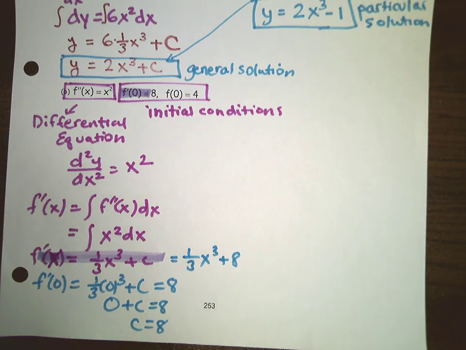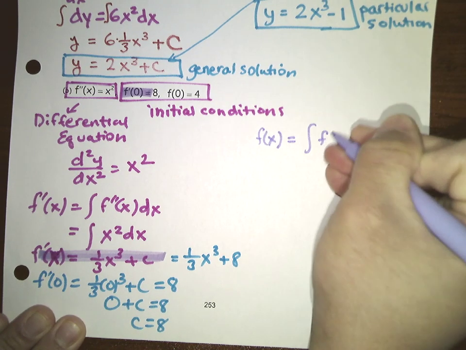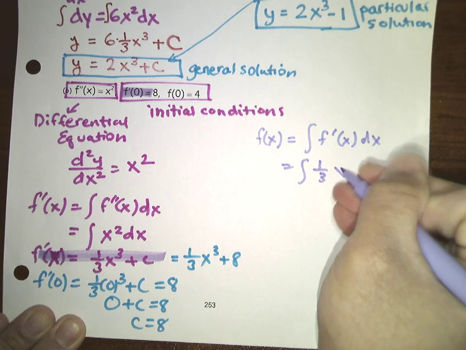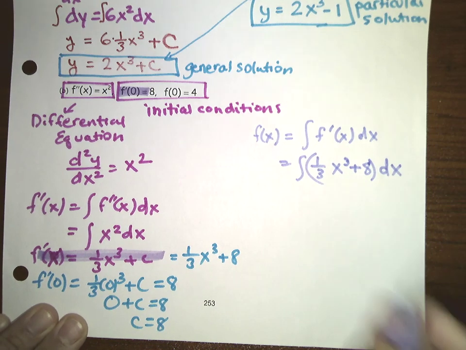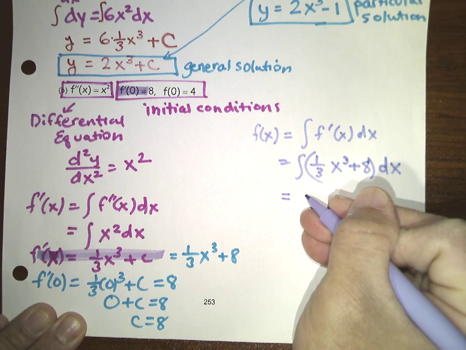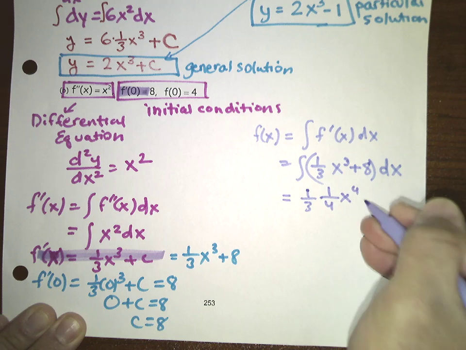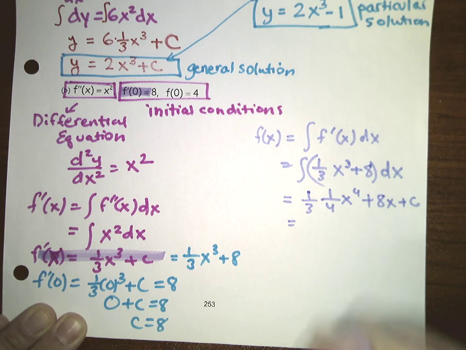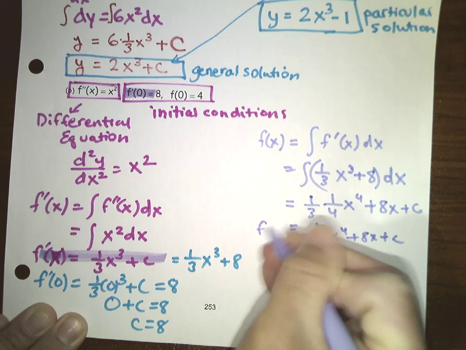Then I know that f of x similarly is the integral of f prime of x dx. So that will be the integral of 1/3 x to the third plus 8 dx. And if I find this integral, it's 1/3 times 1/4 x to the fourth plus 8x plus c. Or if I simplify here, I have 1/12 x to the fourth plus 8x plus c. So that is f of x.